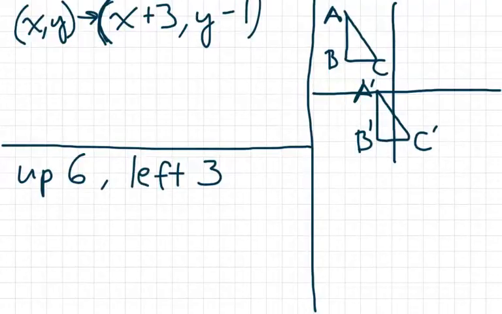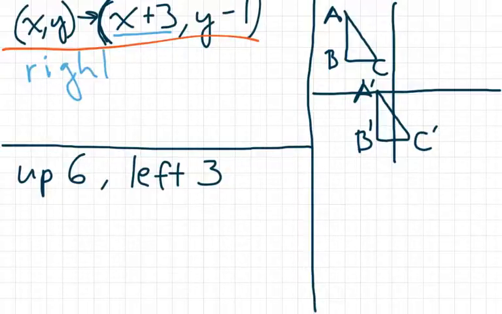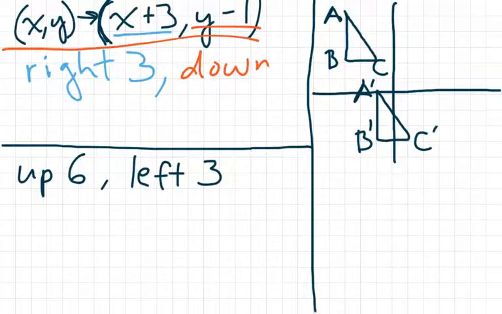So let's look at each of these transformations. Now this first one here is written in coordinate notation. What is this doing to the picture? Well, if we look, we've got x plus 3. Adding 3 to the x's moves it to the right 3 units. And then our y's, we've got y minus 1. That is going to move it down 1 unit.